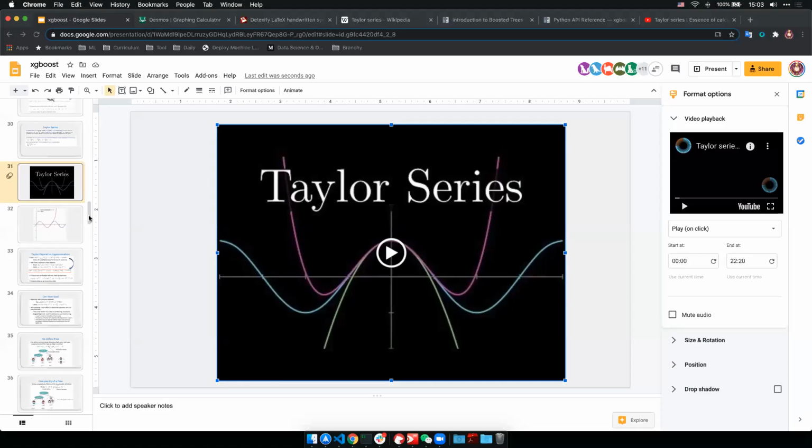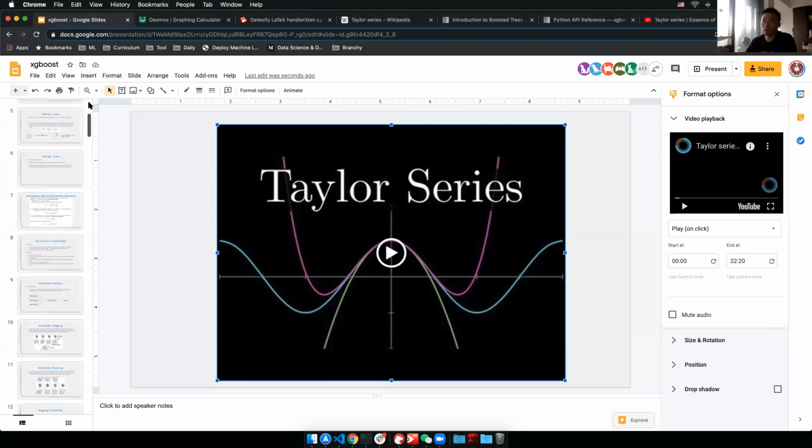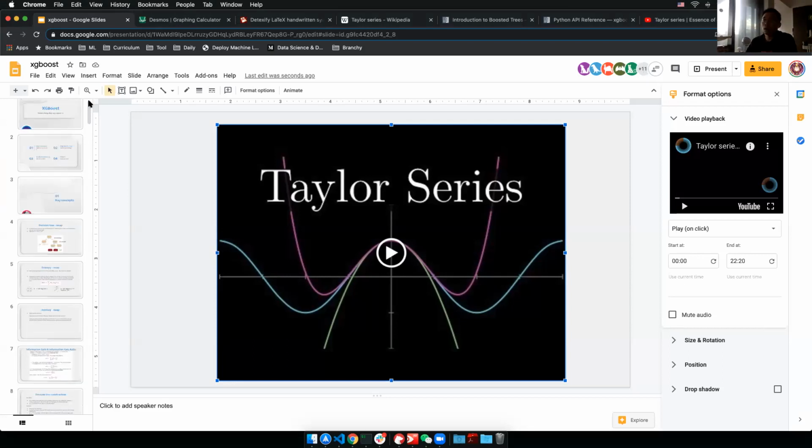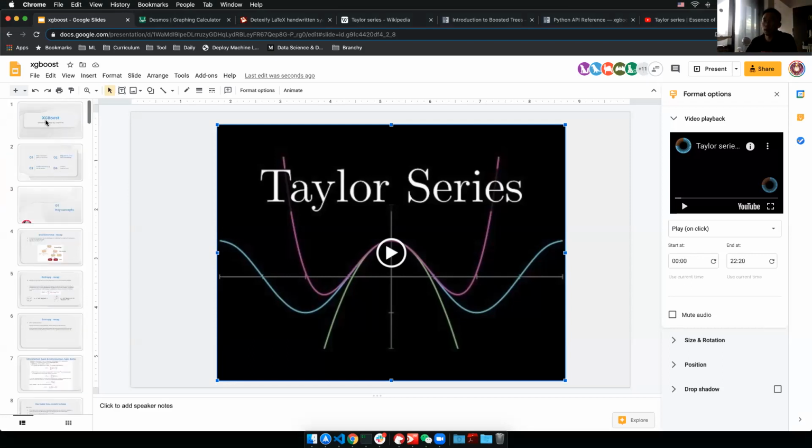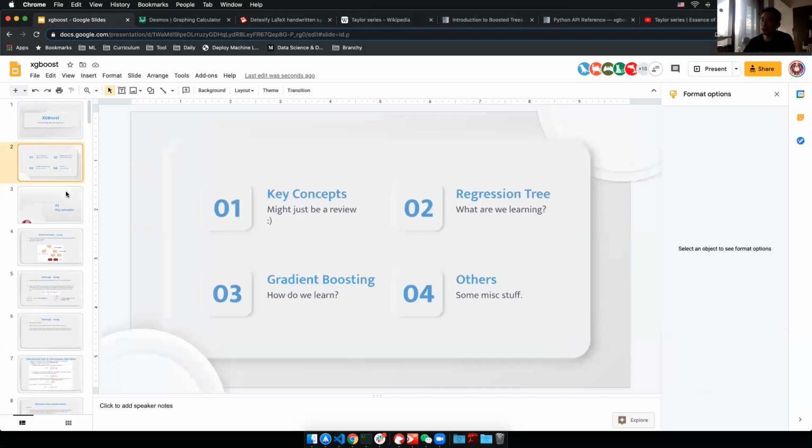I'll just do a quick intro of what we'll be covering today. And then I'll hand it over first to Weiwei to talk about some of the concepts that are going to help us understand XGBoost. Then I'll hand it over to Zoe, and she will be talking about the regression tree in XGBoost.